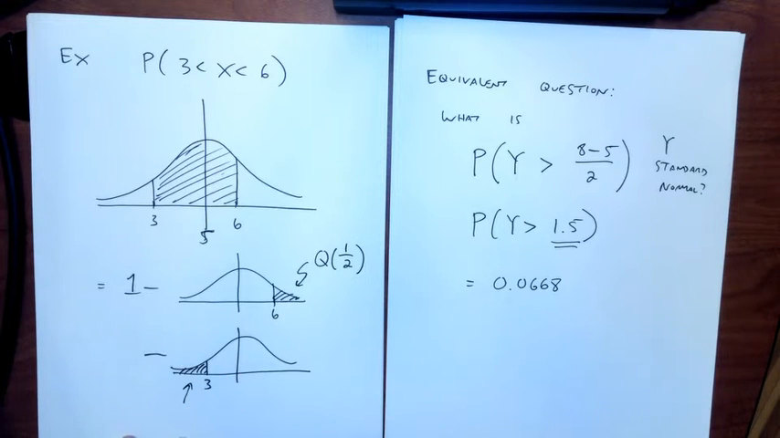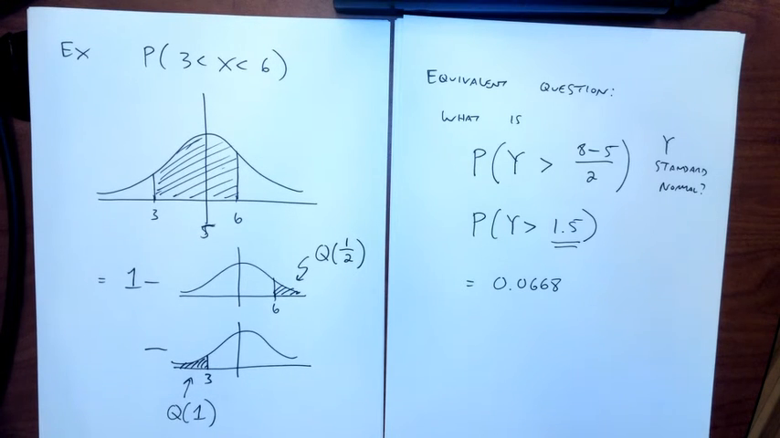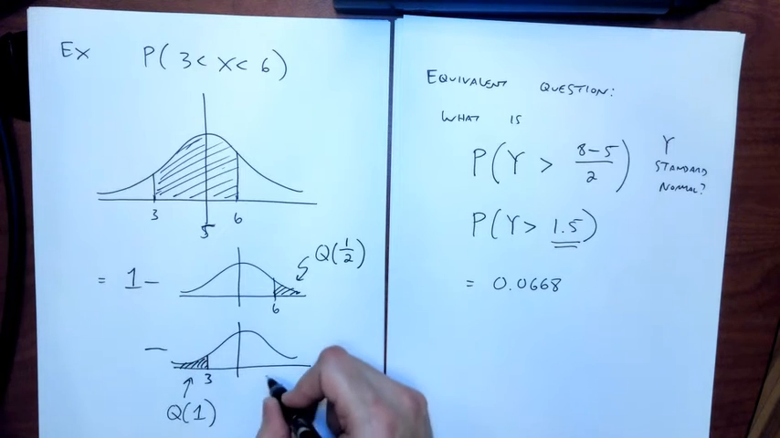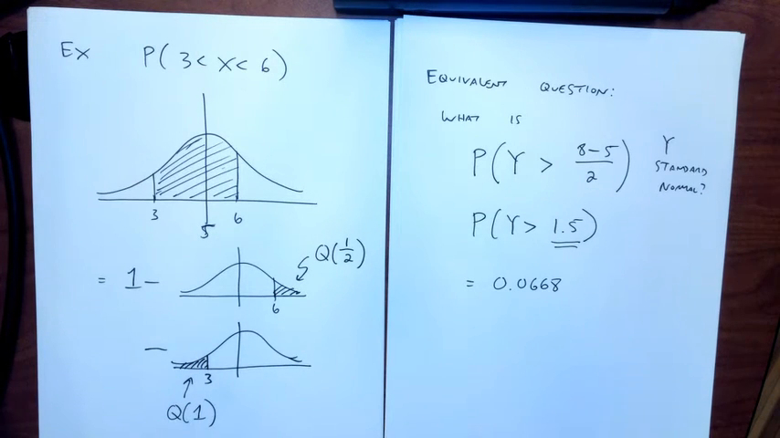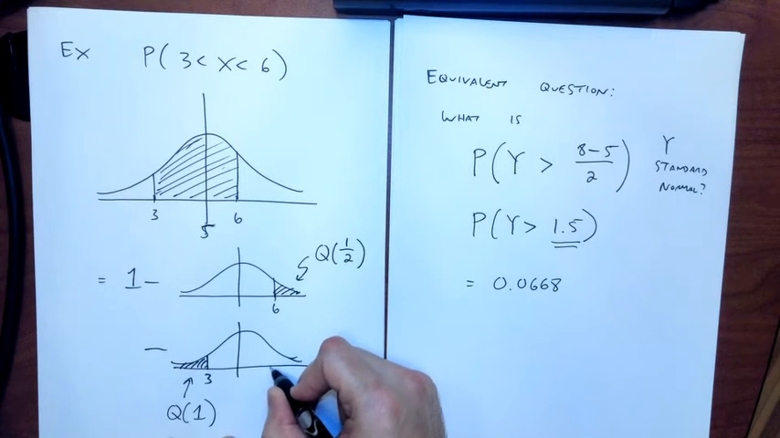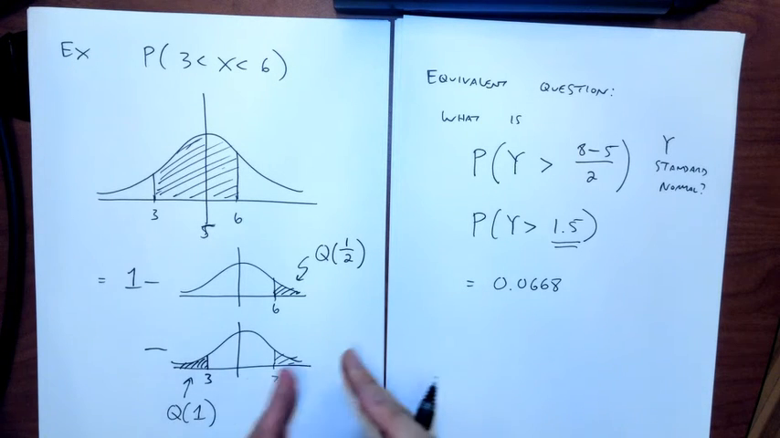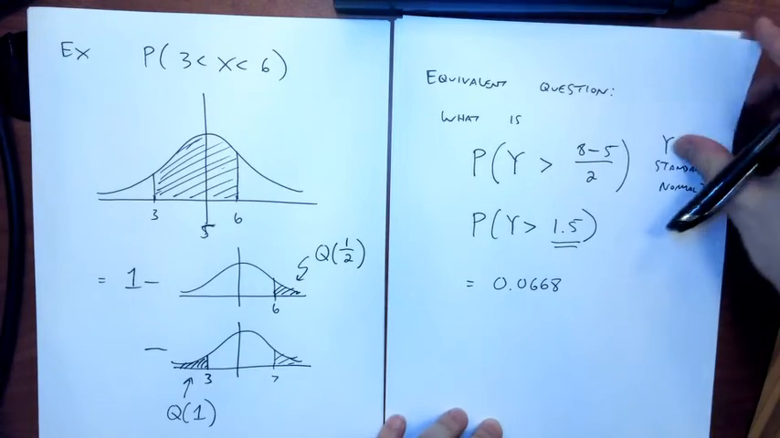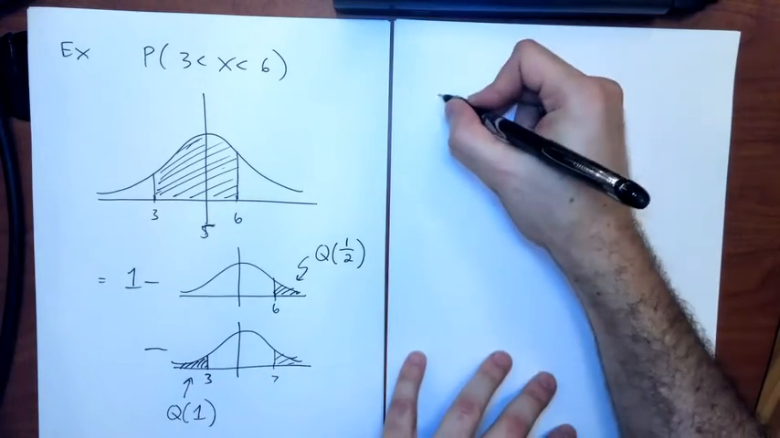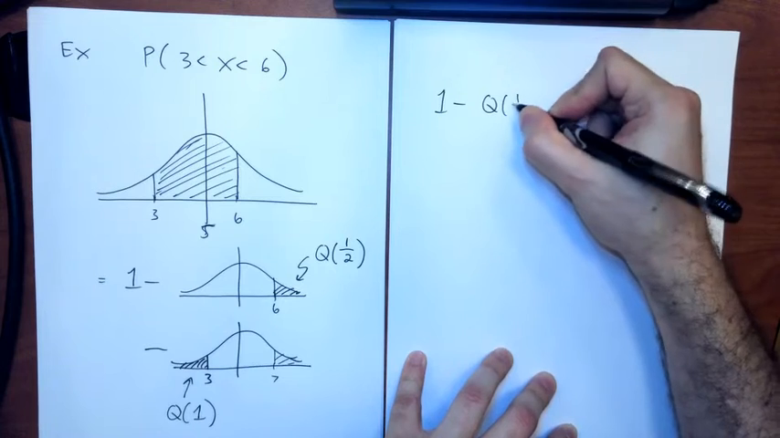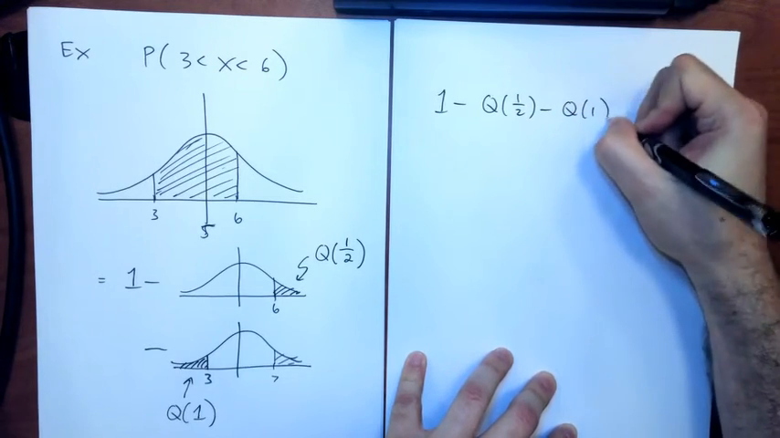And this guy is like Q of 1, right? Because if I were to flip it around, when you're on the negative side of the mean, you have to think about it: it's true that Q of 1, if I were to look it up, is really talking about the probability that I would be greater than 7, but this thing is symmetric, right? So I'm kind of looking on the other side. So I can say, okay, I've got 1 minus Q of 1/2, minus Q of 1.